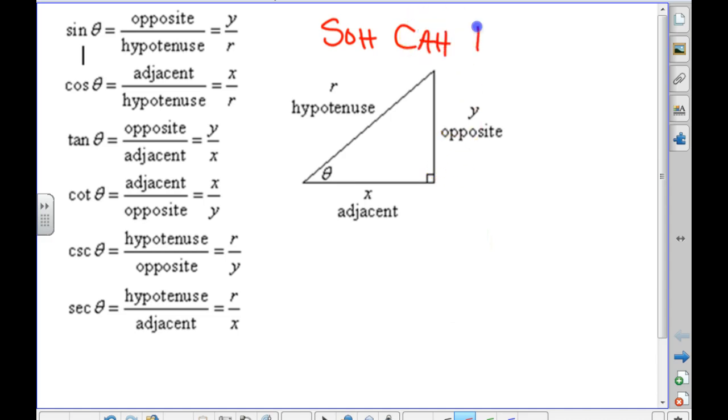Right triangle trig is on here. Okay. Basic sine equals opposite over hypotenuse, cosine equals adjacent over hypotenuse, tangent equals opposite over adjacent. Those all sound familiar? All right.